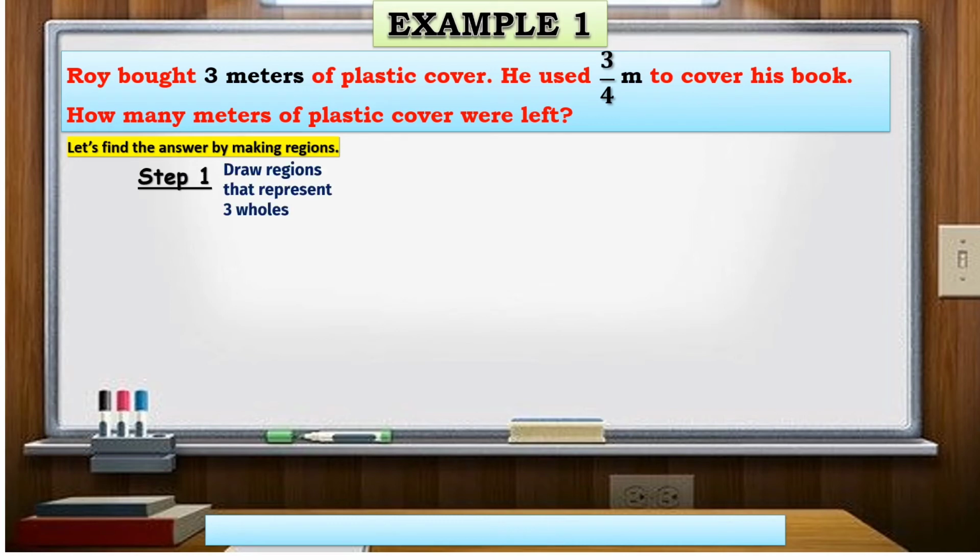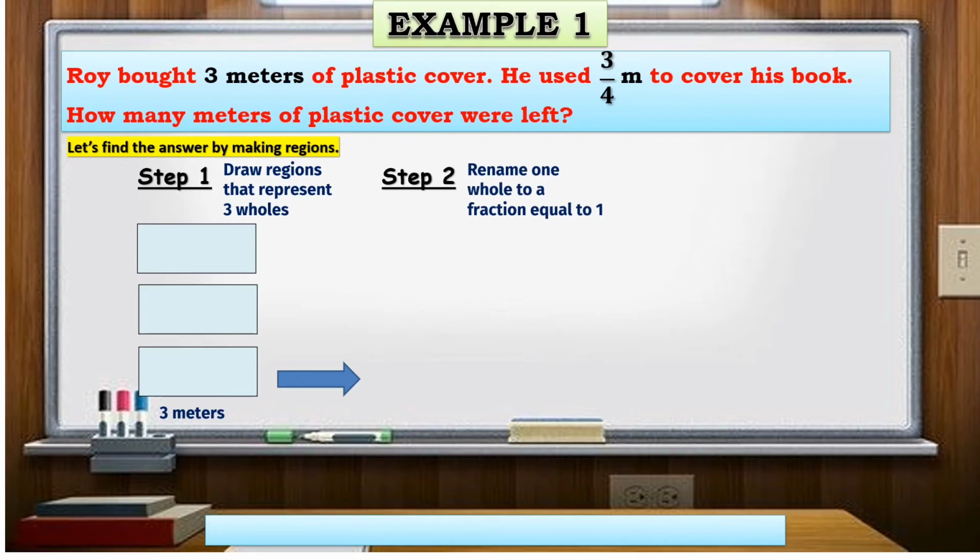Step 1. Draw regions that represent 3 wholes, or 3 meters, in our problem. We will use 3 rectangles. The whole parts are shaded. Since we cannot subtract a fraction from a whole number, let's proceed to step 2, which is to rename one whole to a fraction equal to 1.